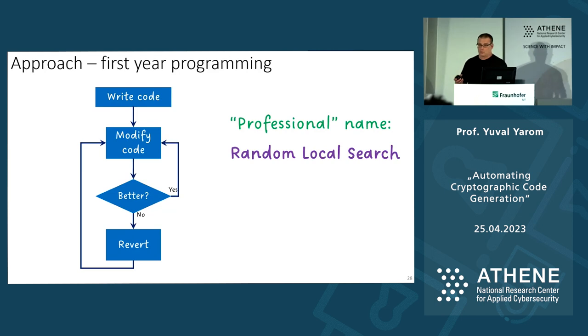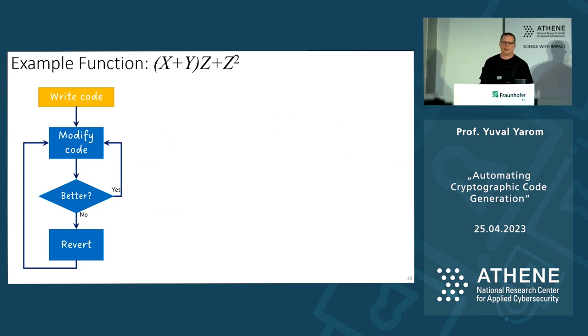Basically, what we do is we generate code that implements the function, modify it, test whether the new code is faster than the old code, and take whichever one is faster. So now we need to look at two main operators: one, how to write code, and the other, how to modify code. So how to write code? We have an example function. Don't try to think what it does. It's nothing, it's just an example.